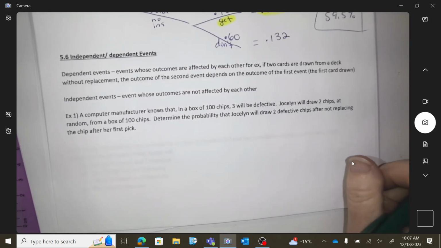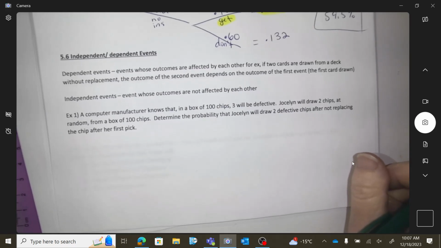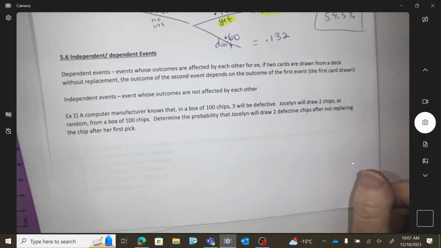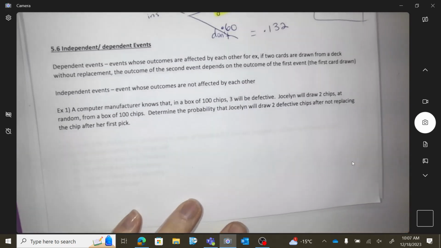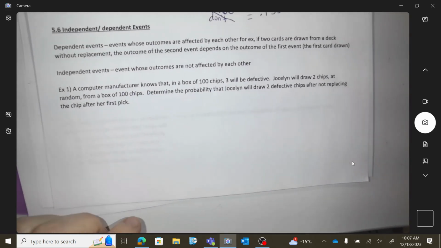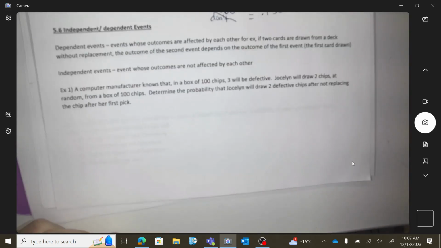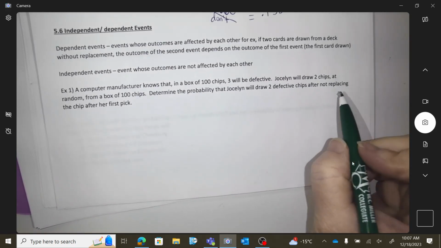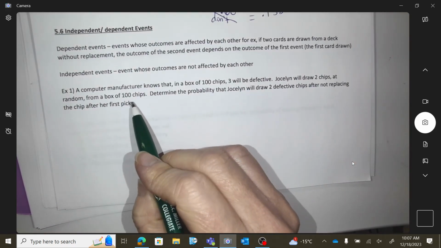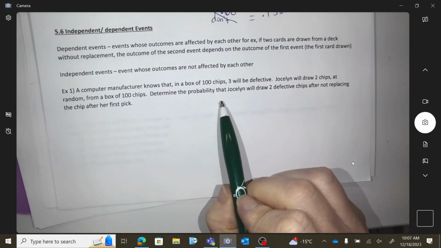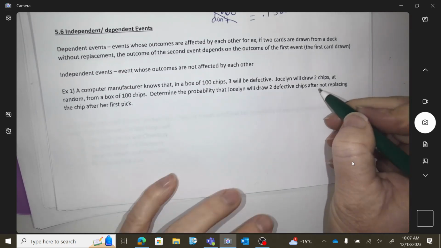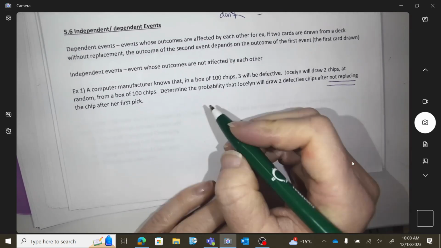They don't affect each other. Okay, so usually if you draw a card but then replace it, there's going to be no effect on the second try. Okay, so a computer manufacturer knows if they have 100 chips in a box, 3 of them would be defective. Jocelyn draws 2 chips at random from this box of 100. Determine the probability that she will draw 2 defective chips after not replacing the first.